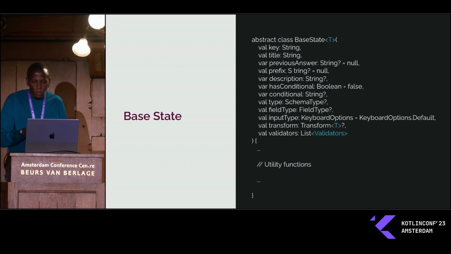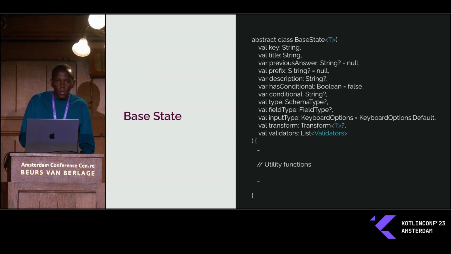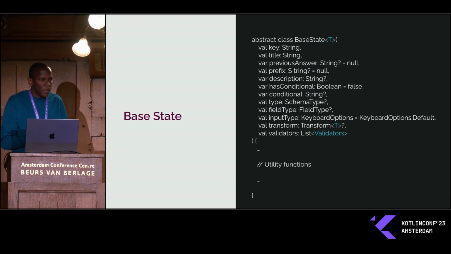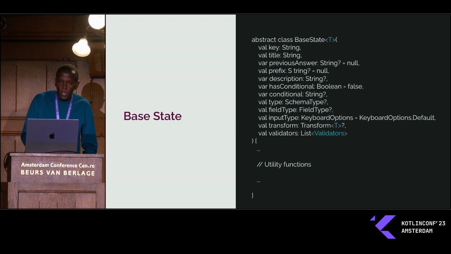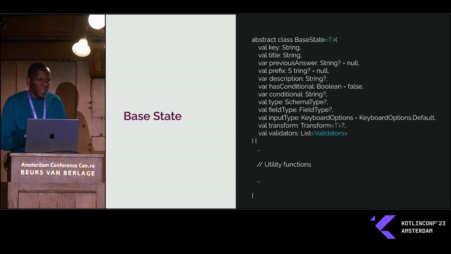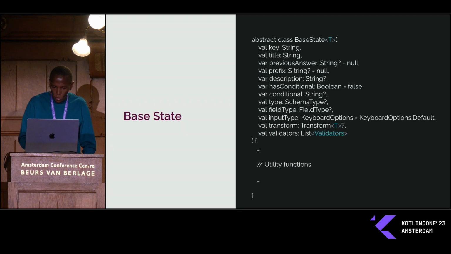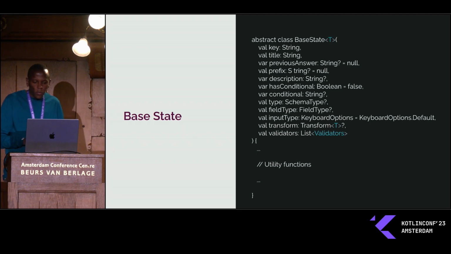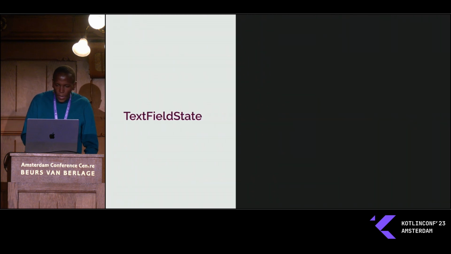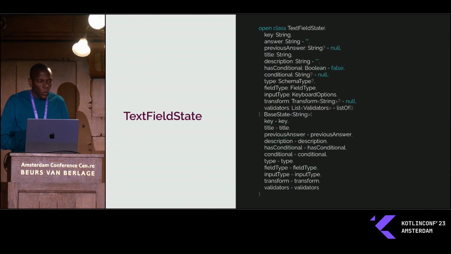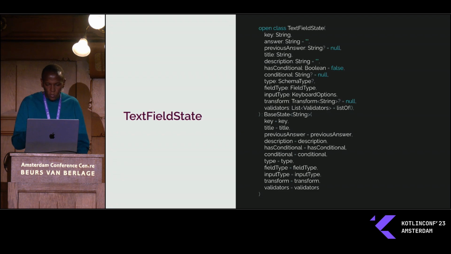We also have an input type, where we pass the keyboard options for that input. For example, if you are inputting age, the input type has to be number. And if we are inputting the name of the farmer, the input type has to be the normal keyboard. We also have a block of utility functions for each state, which I'm also going to show you. Let's look at the text field state, which is a state for an input field.